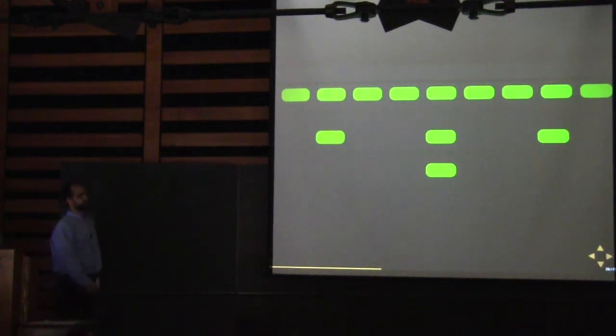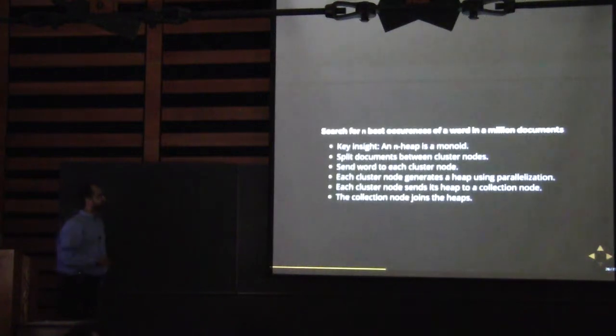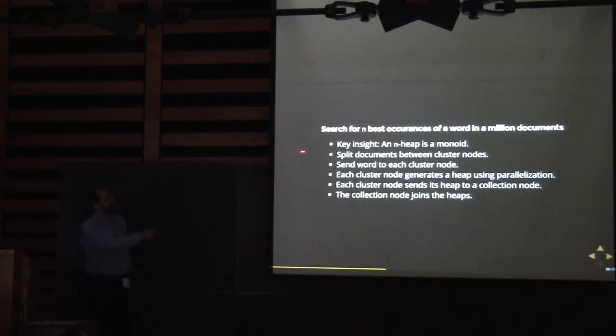Yes, it scales amazingly. MapReduce is a bad name. They should be calling that functor to monoid. But as an example of solving a problem with monoids, let's say you want to search for the n best occurrences of a word in a million documents. The key insight here is that an n-heap is a monoid. A heap is just a data structure where you can usually... how can I explain an n-heap? It keeps the best elements in order of their bestness, and you can combine them together, and they form a monoid. That's the key thing.